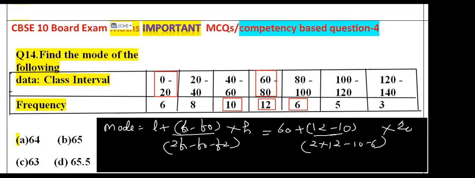So that is 20. Now I think you can calculate this. That is 65. So the answer will be B. B will be the answer of this question.